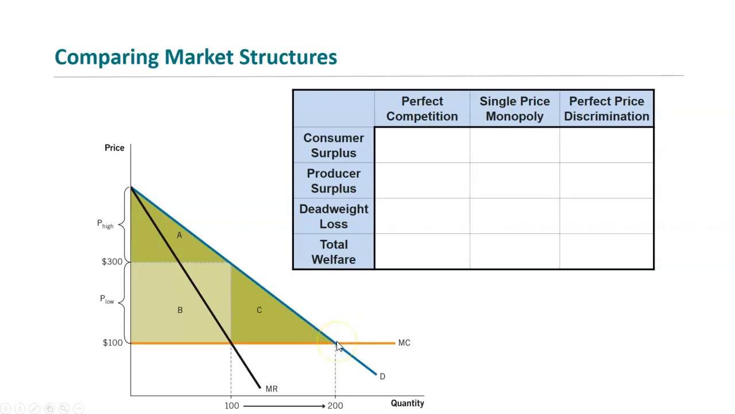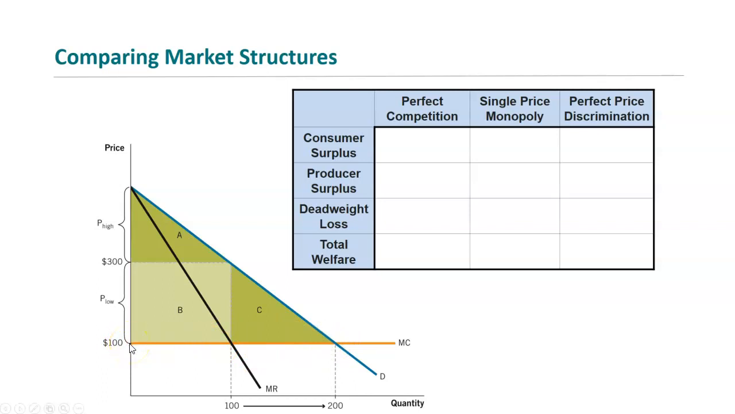In that case, when we sell 200 and we charge a price of 100, how much consumer surplus is there? Remember, consumer surplus is the difference between consumers' willingness to pay, which is given by the demand curve, and the price they actually pay, which is given by the market price.